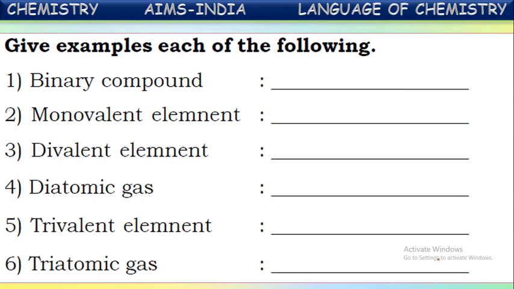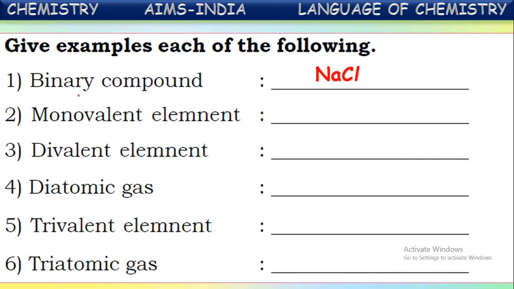Can you give an example? Yes, see here NaCl, which represents sodium chloride. In this, there are only two kinds of atoms, sodium and chlorine atoms. So, sodium chloride is one of the binary compounds. Next, monovalent elements. So, what are monovalent elements?